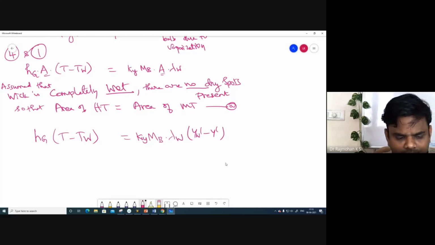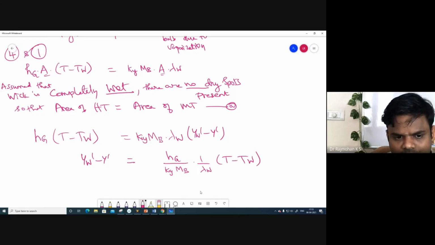Now we can rearrange this equation because we have this term, right? So we can write Y_W' minus Y' is equal to, this K_Y will go down, right? Y_W' minus Y' is equal to h_G divided by K_Y M_B into 1 by lambda_W into T minus T_W.